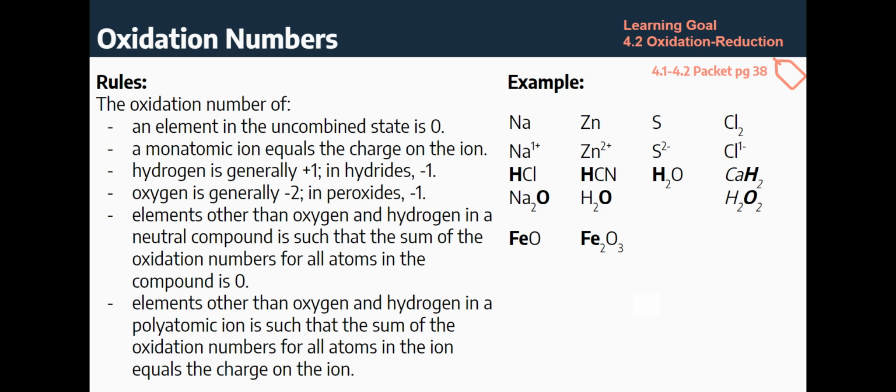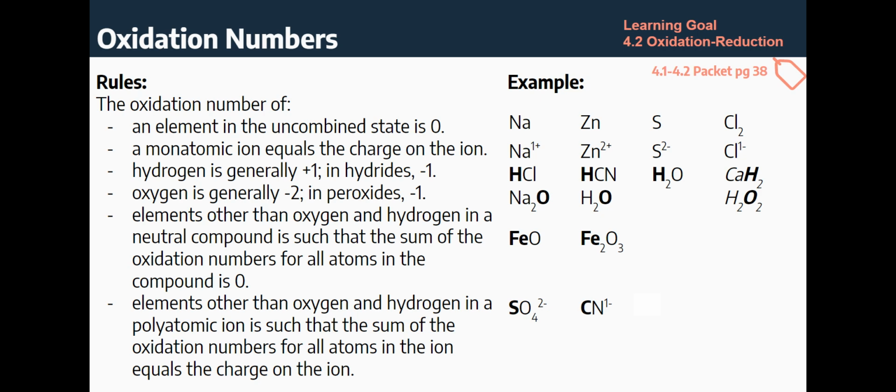So you can't just assume that they're always going to be the same. You have to solve for them. Our last rule says that with polyatomic ions, the total has to add up to the charge of the polyatomic ion. So if we look at sulfate, SO4 2 minus, we assign oxygen as 2 minus. There's 8 oxygen, so that's 8 minus. The total has to be 2 minus, so that means that sulfur has to be a 6 plus.